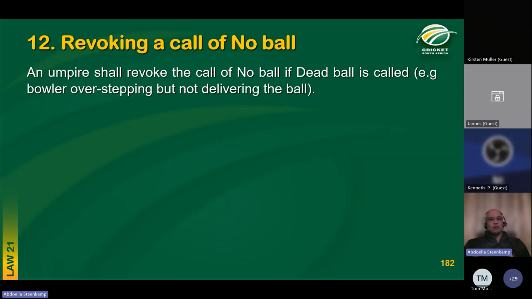Revoking a call of no ball. Umpire shall revoke the call of no ball if dead ball is called. Let's say, for example, the bowler oversteps, front foot is over the popping crease, but the bowler doesn't deliver the ball.